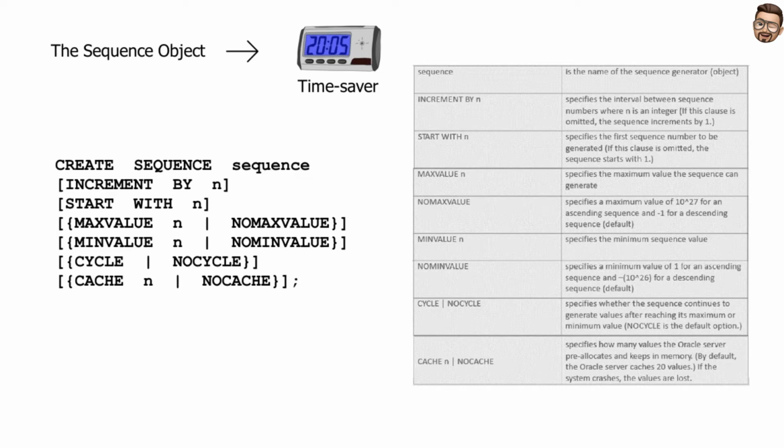If NOCACHE is specified, the LAST_NUMBER column in the query displays the next available sequence number. If CACHE is specified, the LAST_NUMBER column displays the next available number in the sequence which has not been cached into memory yet.